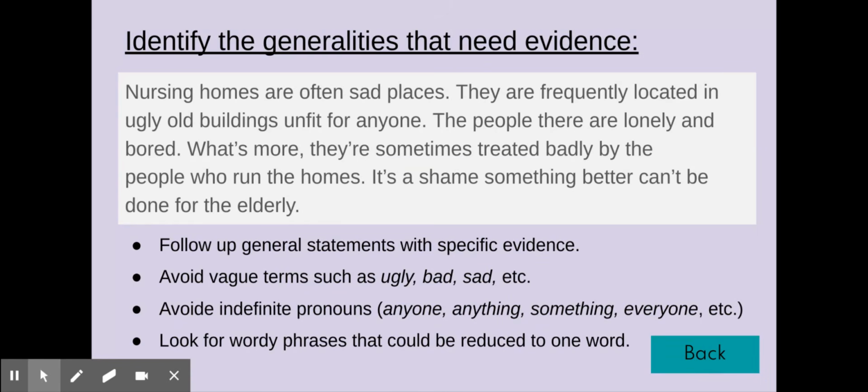And look for wordy phrases that could be reduced to one word. One example is, what's more, they're sometimes treated badly by the people who run the homes. Who run the homes is a wordy phrase. Well, who runs these homes? They're directors, nursing assistants. I mean, you have to clarify there who you're talking about.